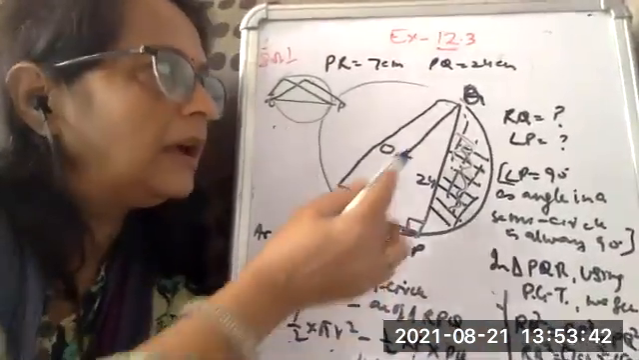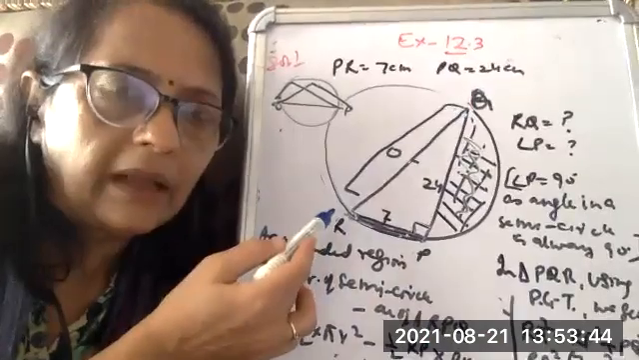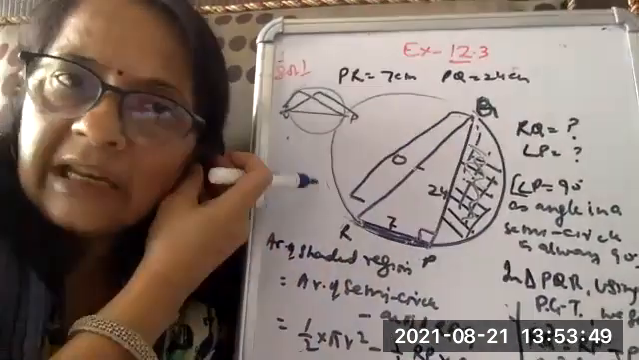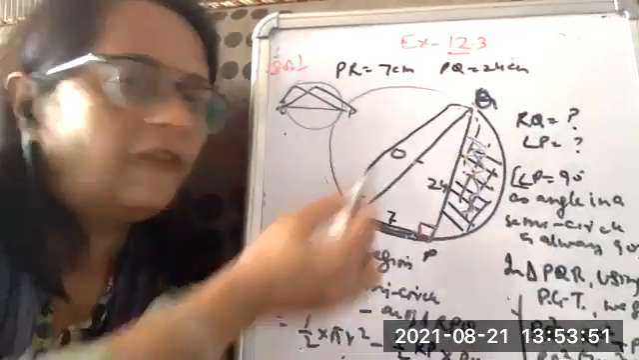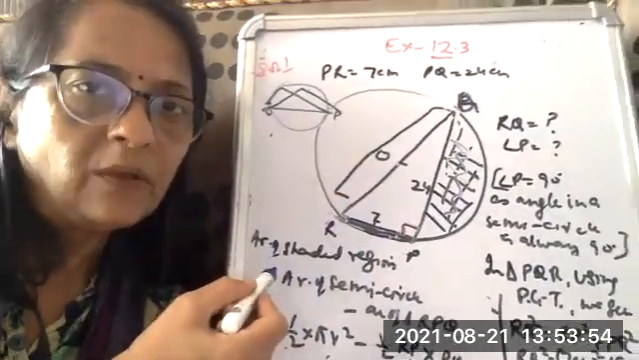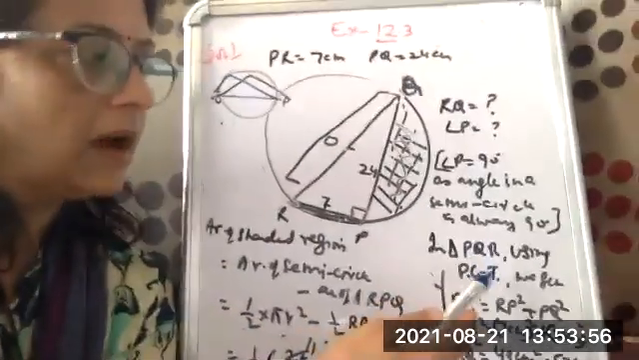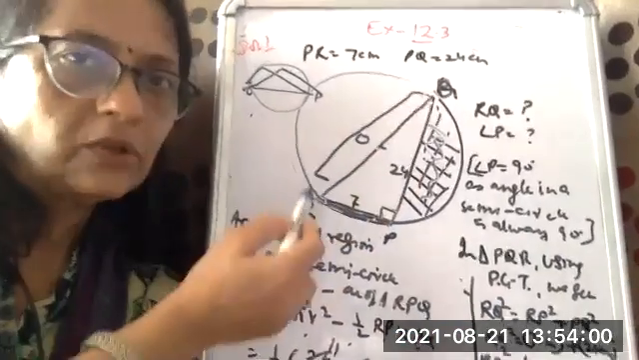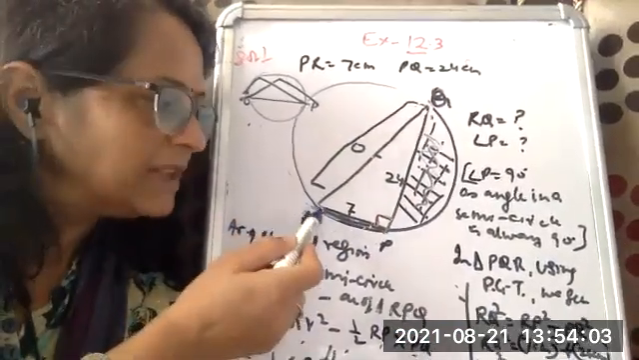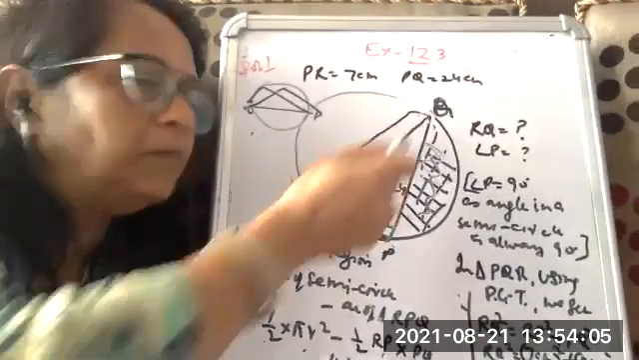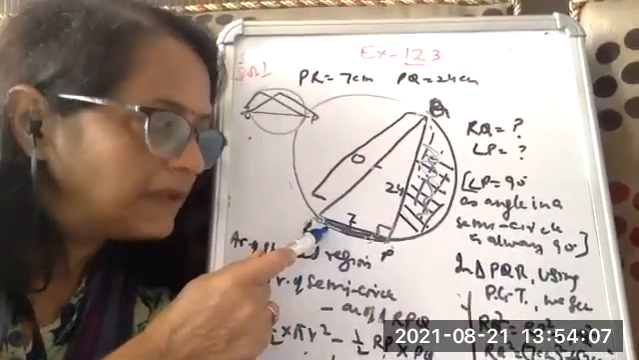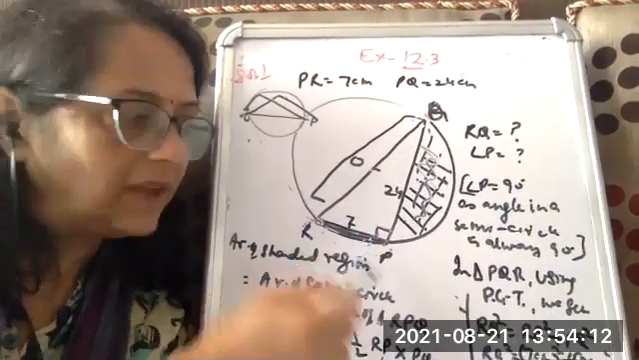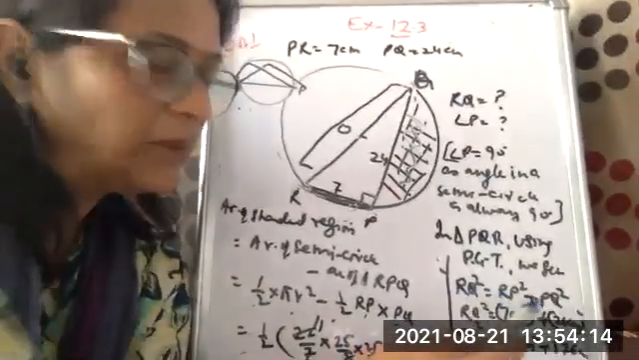Now, look at triangle PQR. Now it is a right angle triangle at P. And if it is a right angle triangle, we can easily find the length of RQ by using PGT. So we will apply PGT in triangle PQR. Using PGT, we get RQ square, which is the square of the hypotenuse, is equal to RP square plus PQ square. RP is the base and this is the perpendicular. So P square plus B square is equal to H square. We have applied it here. So RQ square is equal to RP square plus PQ square.